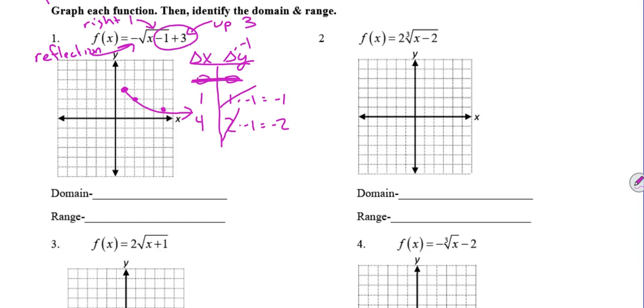I can talk about my domain. My domain will include 1 to infinity. My range, since my arrow is going down, would be negative infinity to the highest point, which is 3.